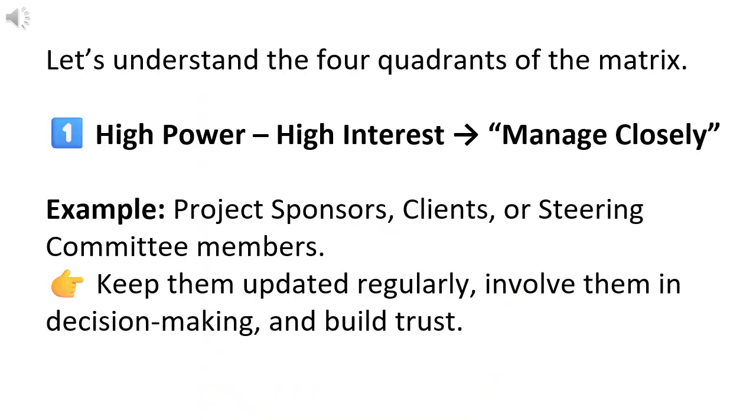Let's understand the four quadrants of the matrix. 1. High power, high interest: manage closely. These are your key stakeholders. They have strong influence and are deeply invested in project success. Example: project sponsors, clients, or steering committee members. Keep them updated regularly, involve them in decision-making, and build trust.